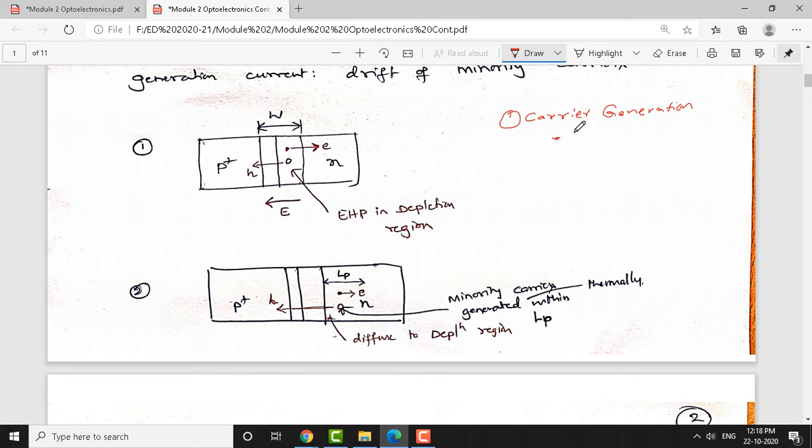Okay, let me write it here. This happens through the incident light. This is number one. Number two is the thing about the carrier transport, or carrier multiplication, what we say. So, let us say carrier transport.